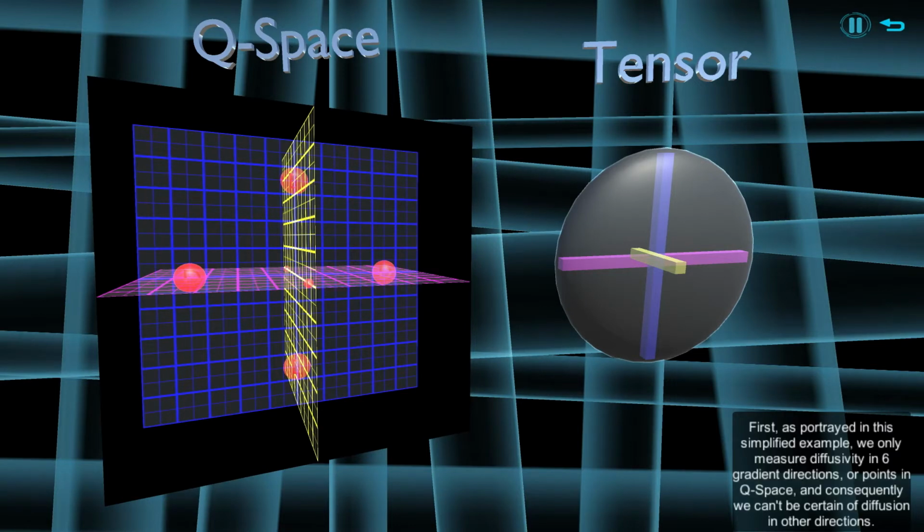First, as portrayed in this simplified example, we only measure diffusivity in 6 gradient directions, or points in Q space, and consequently we can't be certain of diffusion in other directions.